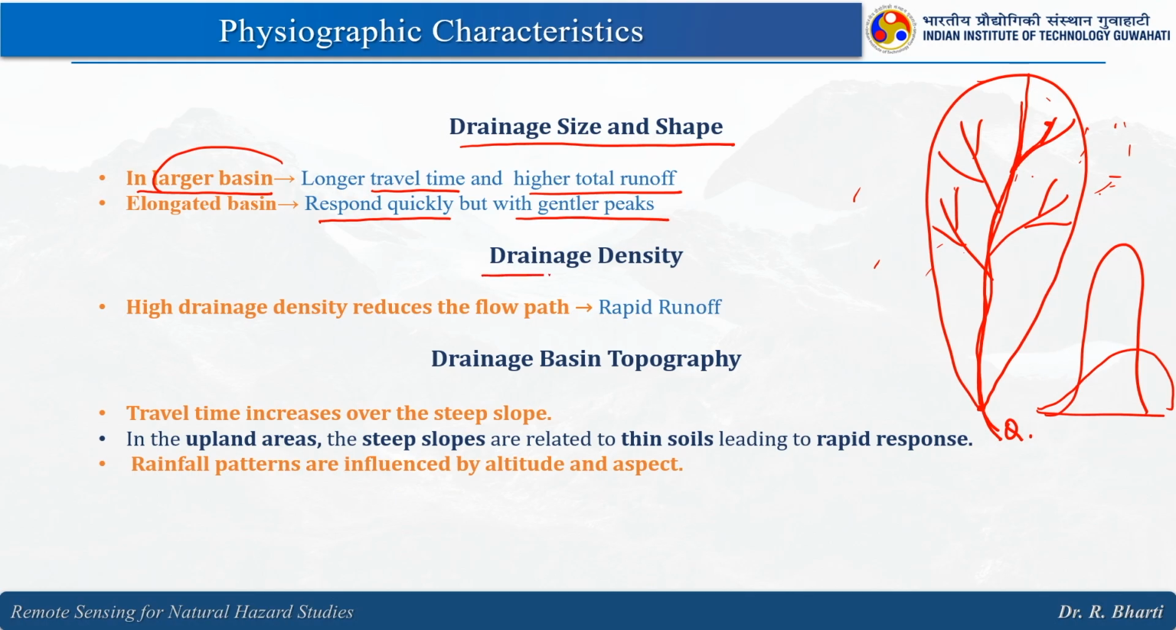When we talk about the drainage density, high drainage density reduces the flow path and results in rapid runoff.